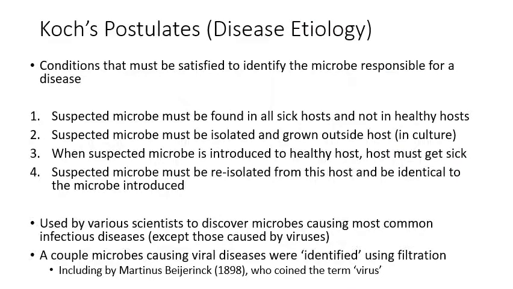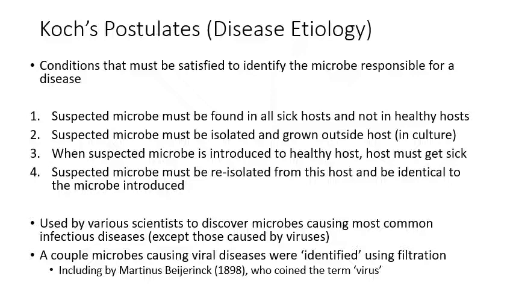So he was able to make a series of postulates, 4 postulates that are called Koch's postulates, which are basically 4 things that you have to do in order to conclude that a given disease is caused by a given microbe. You have to satisfy all 4 postulates before you can say that this disease is caused by this microbe. This is all disease etiology. Disease etiology is the cause of diseases. So anytime you're looking at what causes a disease, you're investigating the etiology of that disease.